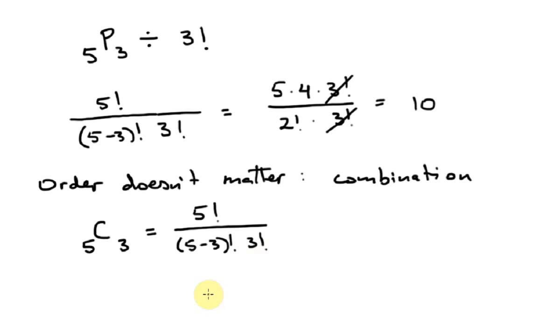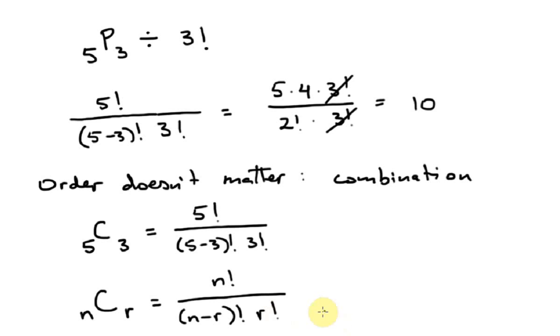Now, let me generalize that for you. What if this was n choose r? Then on the top, you would have n factorial, and directly underneath there would be n minus r factorial, and then an r factorial.